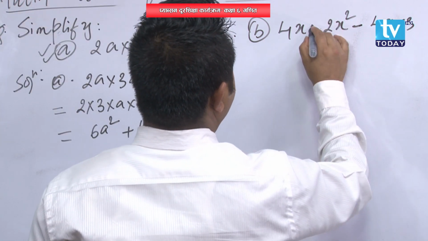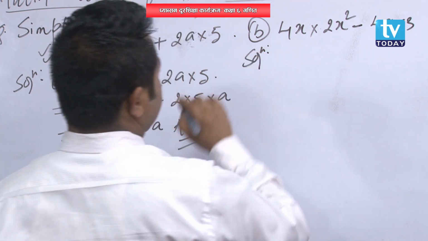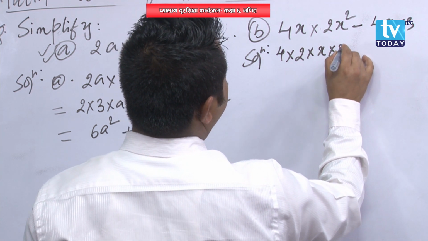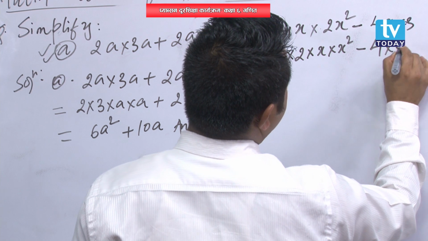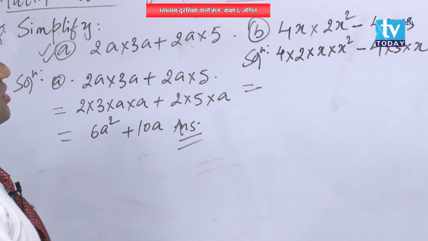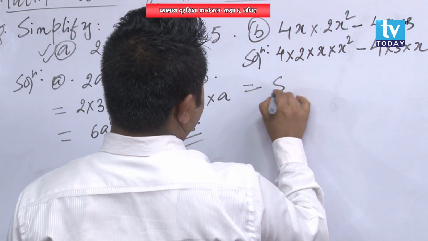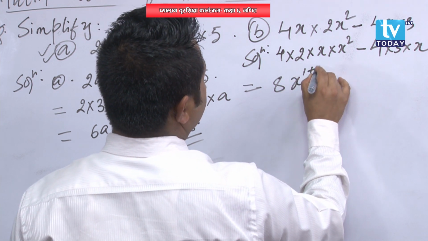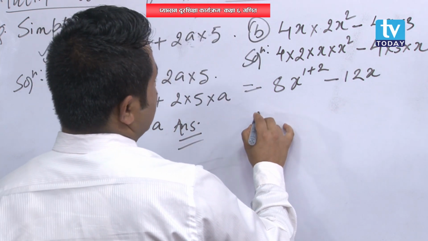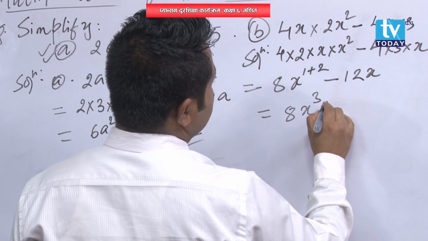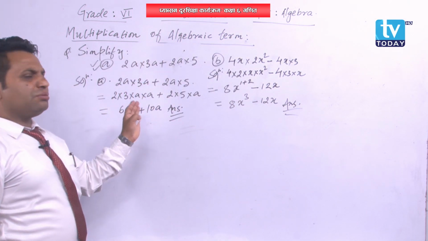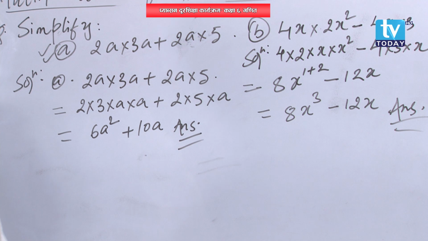Now check another question. Solution: 4 into 2 into x square minus 4 into 3 into x equals, follow the same process. 4 8s are 8, x to the power 1 plus 2, minus 4 3s are 12 x, equals 8 x cube minus 12 x. Is that clear? Can you do this type of question? Okay, this is very simple.